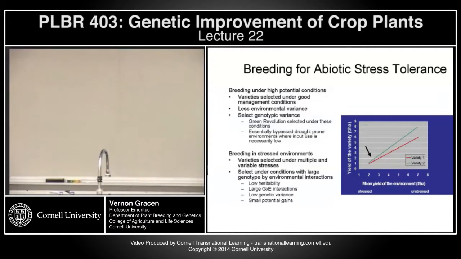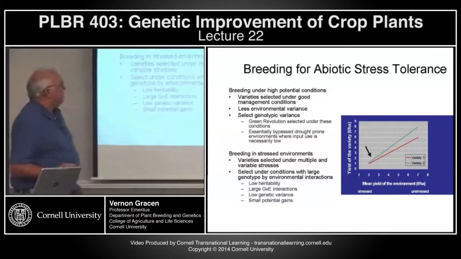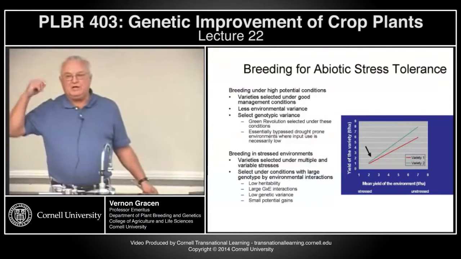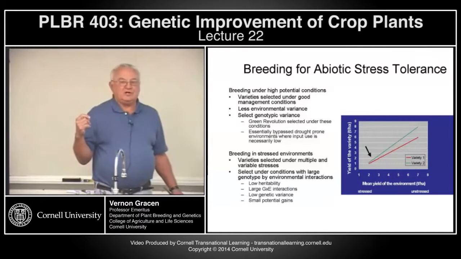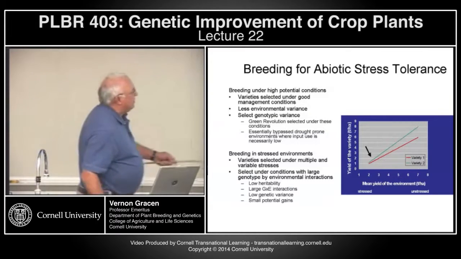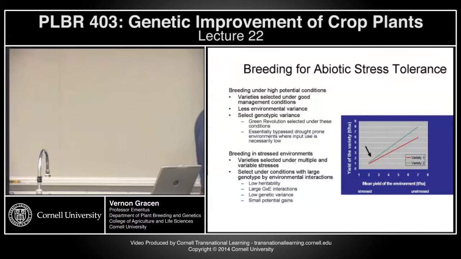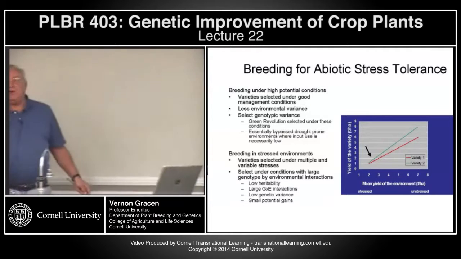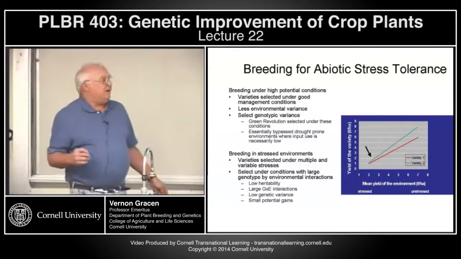Where's the graph from? I can give you the reference. I think I'll give it on the next slide maybe. I think it's a study of wheat from one of the studies that Marion, let me see. Yeah, I think it's from Benziger and Cooper 2001. I can get you the reference on that.